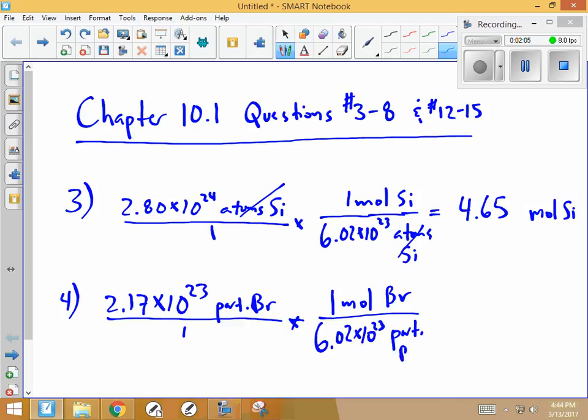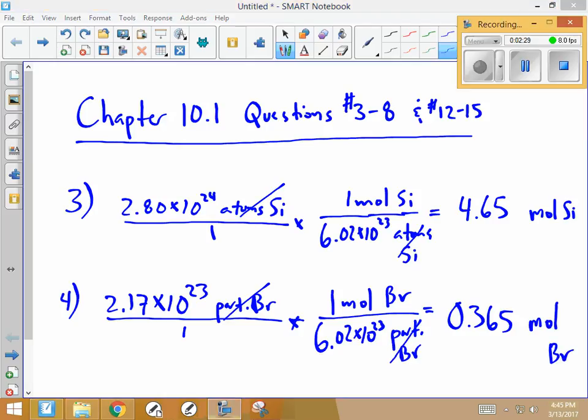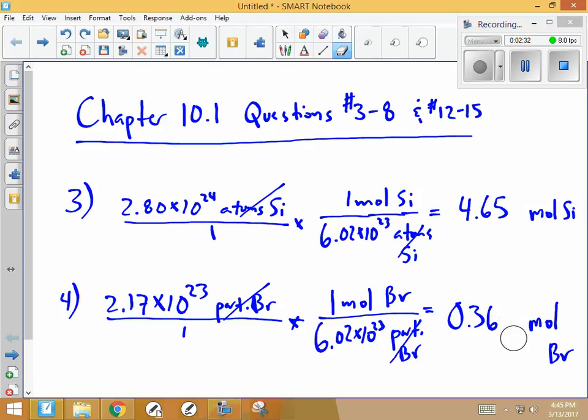Particles of bromine cancels, and now we're dividing 2.17 times 10 to the 23rd by 6.02 times 10 to the 23rd. And we get 0.365 moles of bromine. Actually, it's not 6.5. It's 6.0. There we go. All we're doing is dividing 2.17 by 6.02.